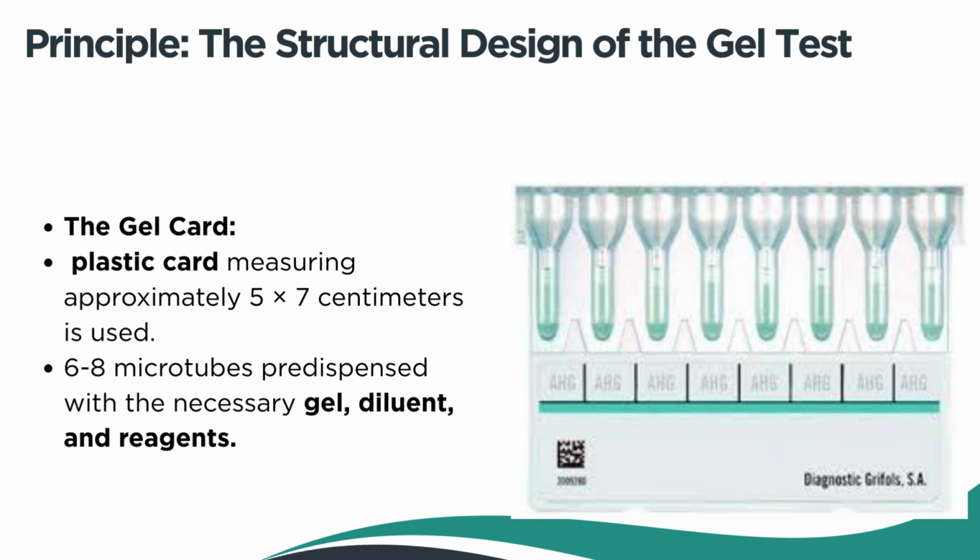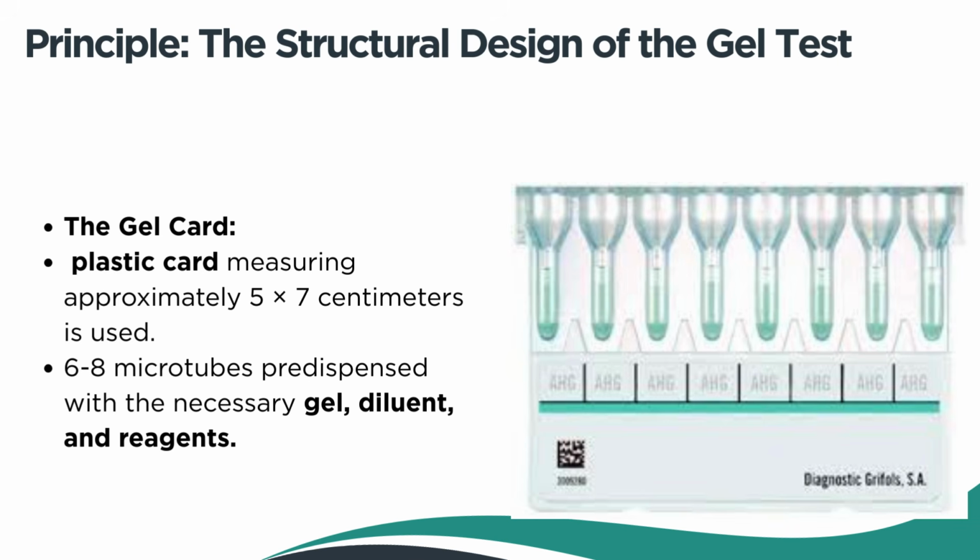Okay, guys? And then the focus of the next slide is on understanding the structural design of the gel test, specifically of the gel card. We are using a plastic card that measures approximately 5 by 7 centimeters. This is small, yet an efficient design which is central to the test functionality. Within this card, there are 6 to 8 microtubes. These tubes are essential as they come pre-dispensed with the necessary gel, diluent, and reagents needed for the test. So this setup ensures consistency and accuracy in test results.